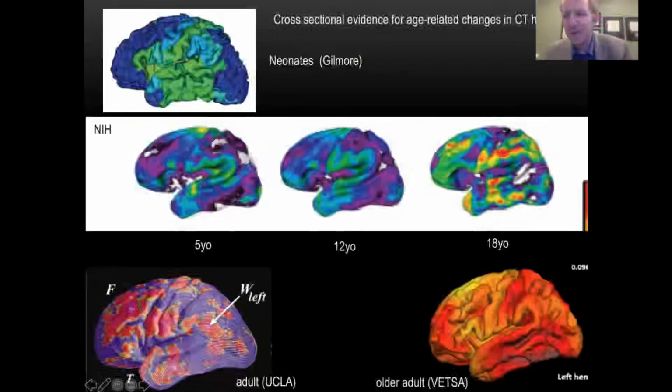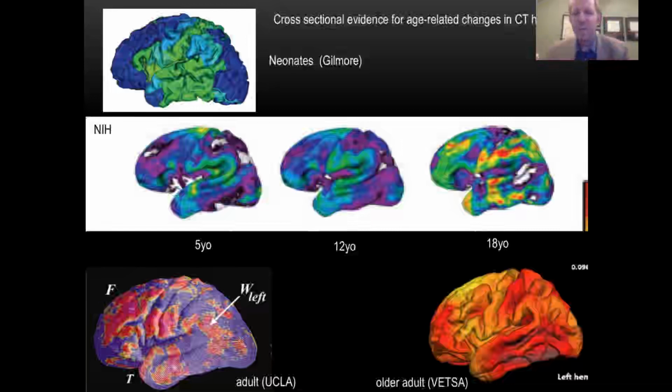Another kind of indirect evidence that there's change is looking at cross-sectional heritability at different time points, but once again, not longitudinal. This is cortical thickness instead of volumes, and you get the sense that heritability is increasing over time, over childhood. These two bottom ones are actually older studies. The Thompson study is adults, just generic adults, on the younger side of the life cycle, and VETSA is on the older side of the life cycle, and you can see heritability seems to be going up throughout this.